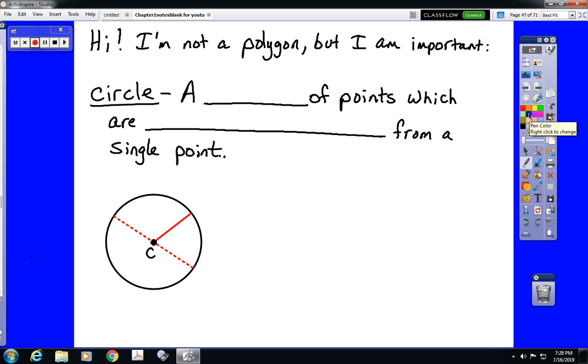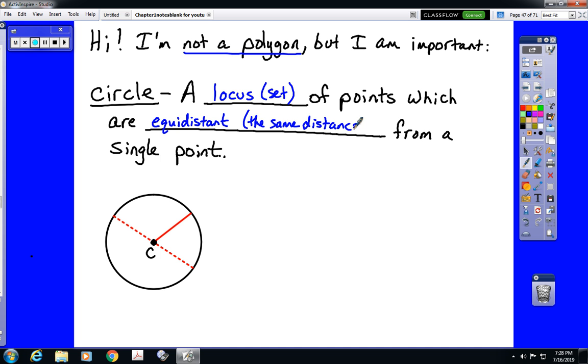Now, please note, circles are not polygons. They're curves, but they're extremely important, so we still need to know what they are. A circle is a locus of points, locus being a fancy word for set, of points which are equidistant, which is a fancy way of saying the same distance, from a single point. Okay? That single point is the center.